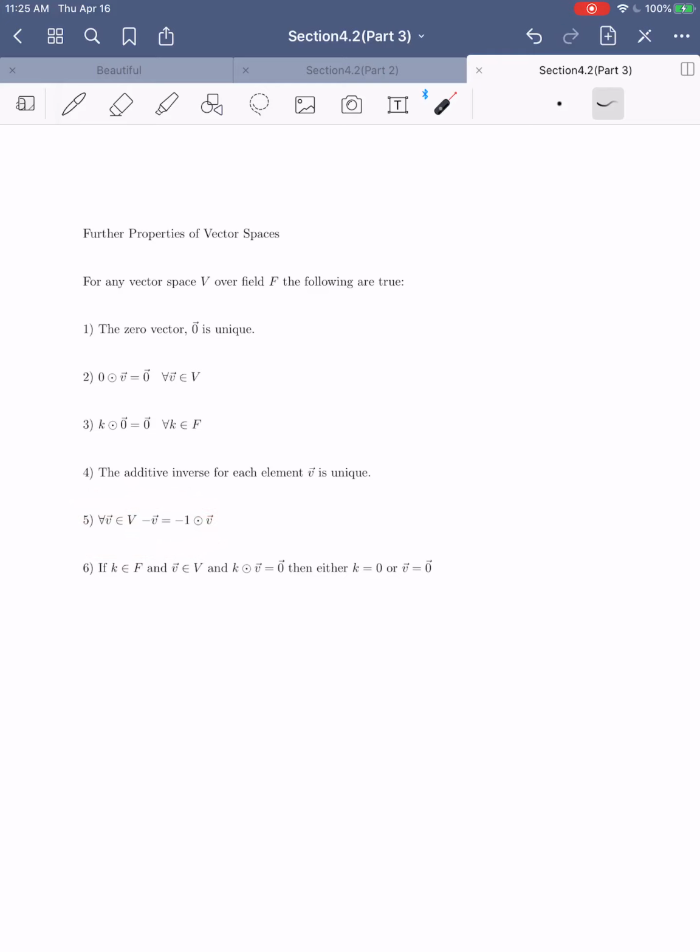It tells us that when we use that notation of negative v, that really is equivalent to negative 1 as a scalar times v. So in other words, that negative v isn't just notation. It really is equivalent to negative 1 times the vector v.